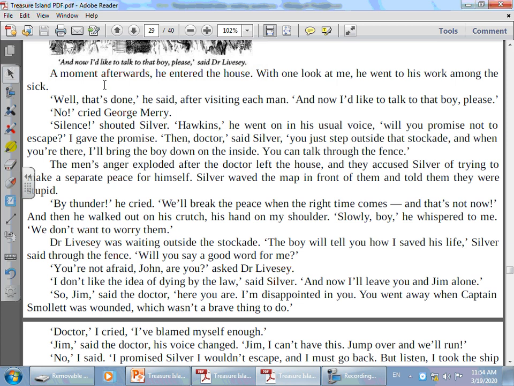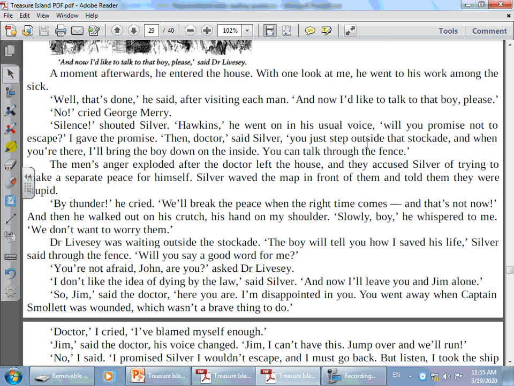A moment afterwards, he entered the house with one look at me. He went to his work among the sick. Well, that's done, he said, after visiting each man. And now I'd like to talk to that boy, please. No, cried George Merry. Silence, shouted Silver. Hawkins, he went on in his usual voice, will you promise not to escape? I gave the promise. Then, Doctor, said Silver, you just step outside the stockade, and when you are there, I will bring the boy down on the inside. You can talk through the fence.